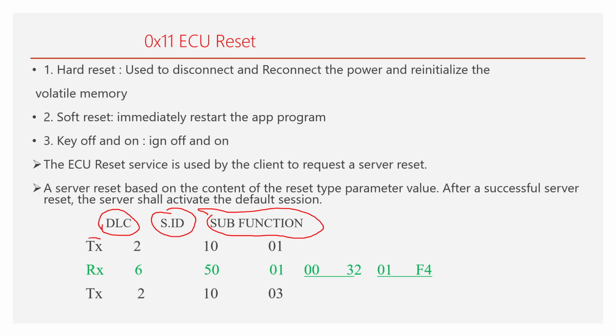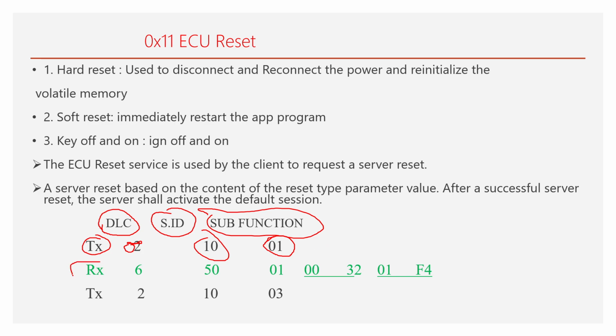This is the TX message, meaning the transmit message, whatever message you are sending as a request to the ECU. What are you requesting? 02, or 2. Here the DLC is 2, this is the service ID, and this is the subfunction. Which service are you using? The 10 service, and 01 means the default session.